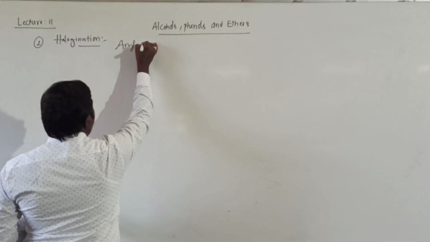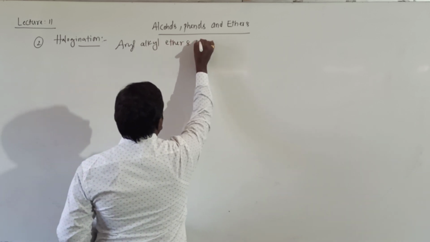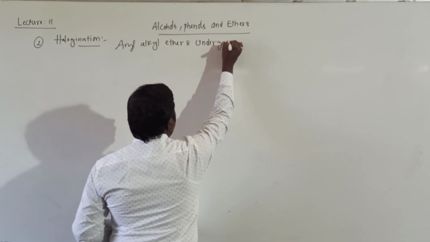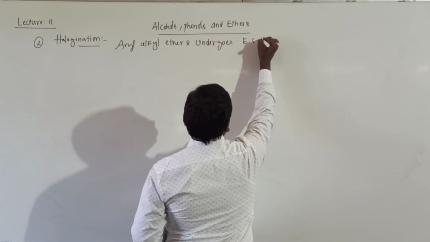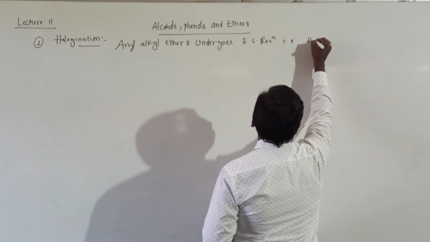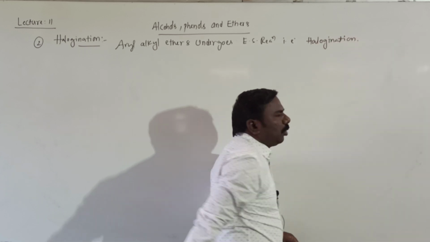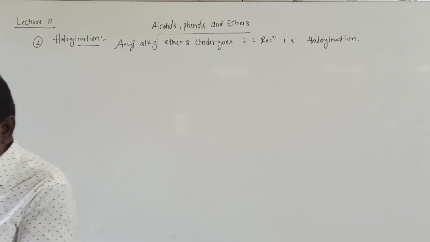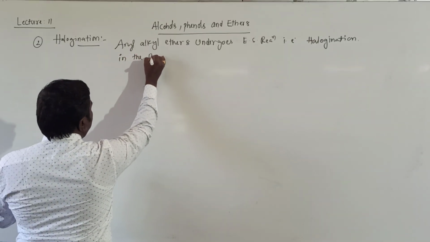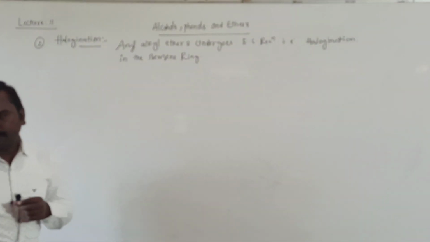Aryl alkyl ethers undergo electrophilic substitution reaction, that is halogenation, especially bromination and chlorination. It takes place in the benzene ring, especially the benzene ring. Okay, now.